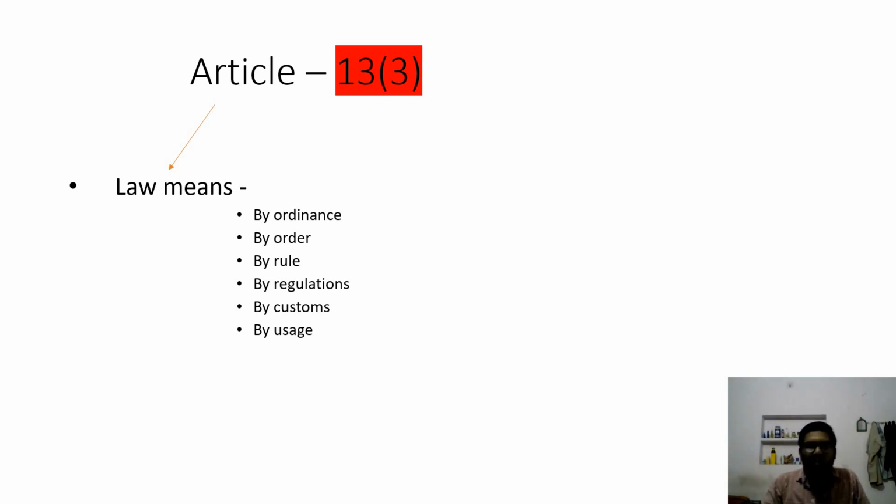Now, what is meant by ordinance? Ordinance is basically passed by the president at the time of emergency or in other situations, at the time when there is no session of parliament.